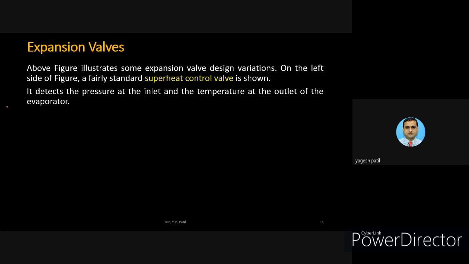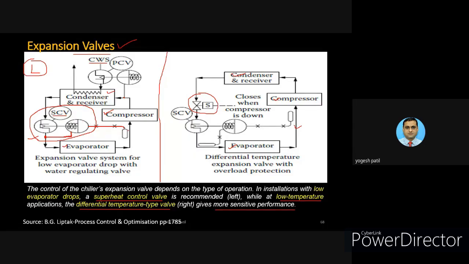That is, we clear out this particular thing. It detects the pressure at the inlet and the temperature at the outlet of the evaporator. What is clearly written over here: it detects the pressure at the inlet and temperature at the outlet of the evaporator. So this is actually the temperature bulb, and here the pressure gets measured. The inlet of the evaporator is this, and the outlet of the evaporator is this.